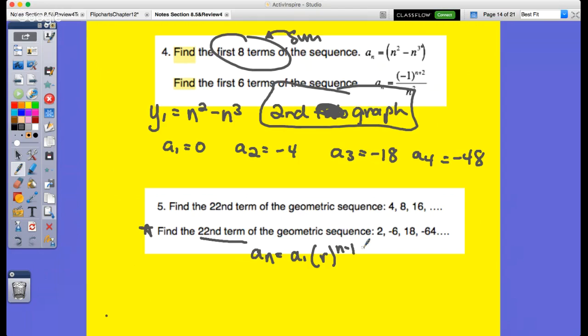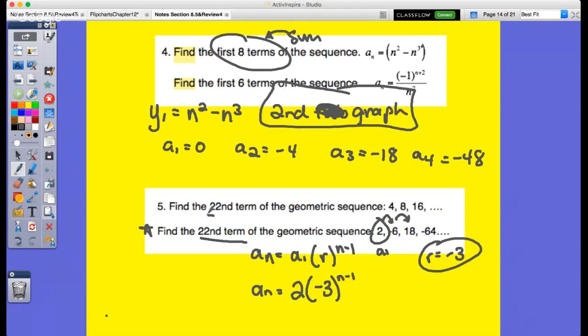So a sub 1 on this one would be 2. As you can see by the sequence right here, a sub 1, the first term, is 2. The r is what I am multiplying by to get to the next term. So 2 times what is negative 6? Well, r would be negative 3. So what we would do is say 2 times negative 3 to the n minus 1. So if I said find the nth term, this is what I would be looking for here.